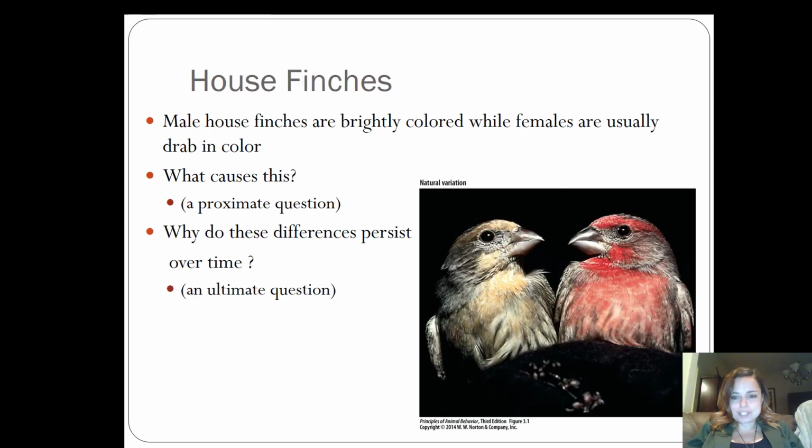These are house finches. Notice that there are two different colors in the picture there. Typically, the male house finches are more brightly colored, while females are more drab. You can think about a lot of reasons for that, and we'll get into that in a minute. But if you're asking something like, what causes this, you're asking a proximate question. It may be genes that you're looking at, something with the animal's physiology, maybe their diet.